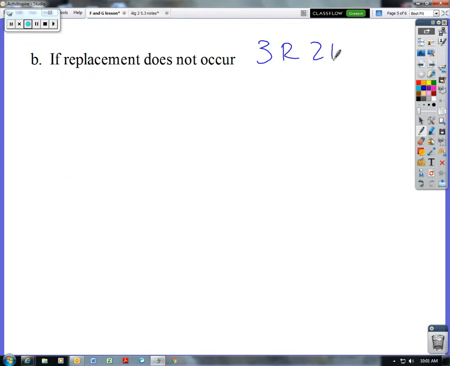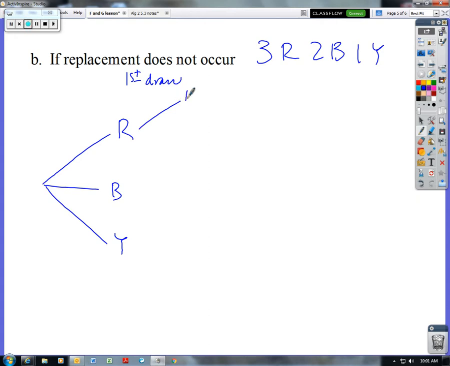3 reds, 2 blues, 1 yellow. But this time, we're not replacing. So again, at the beginning, on the first draw, we could have red, blue, yellow. Now on the second draw, we could also have red, blue, and yellow, because there's enough. Red, blue, yellow. And then down here, we don't have another yellow, so we just have red and blue this time. So you have to be watching there.